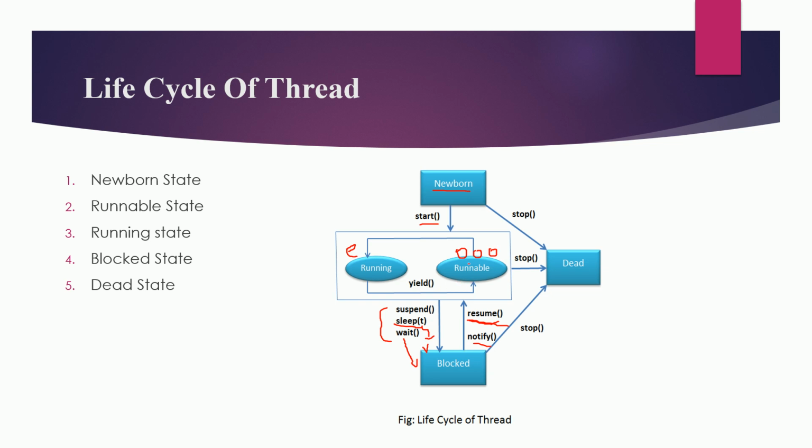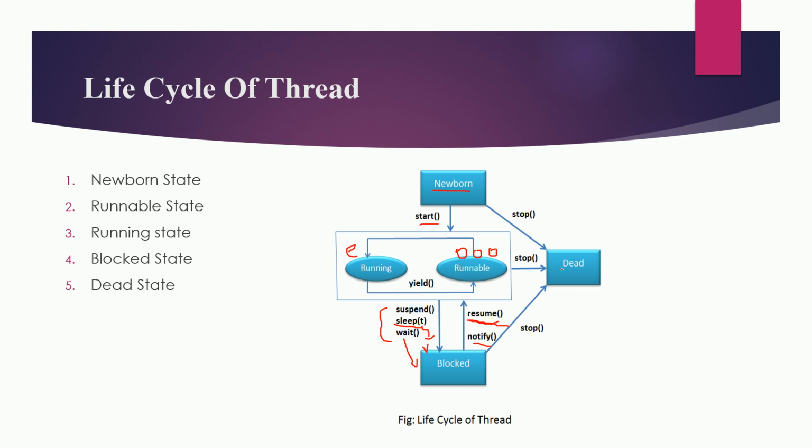Only from the runnable state, the thread will go to the running state. After running state, the block state. When a thread comes into block state, if you suspend it, or put your thread to sleep, or call the wait method. These are the three options: suspend, sleep, and wait. Here your thread is blocked for some time. It is not dead. It is blocked for some time. Anytime you can revert it back to runnable state.